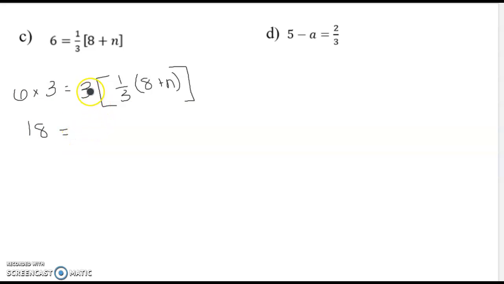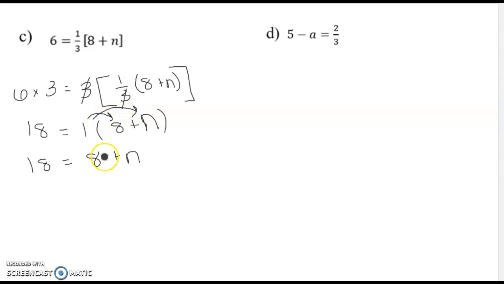And then equals, when you multiply by 3 and divide by 3, they cancel out. So we are just left with 1 bracket 8 plus n. That wasn't a very good n, sorry. Okay, next step. We have our 18 equals, we have to multiply everything by 1. But anything times 1 is itself, so 1 times 8 is 8. And then 1 times positive n is positive n. Okay, so that was that one.